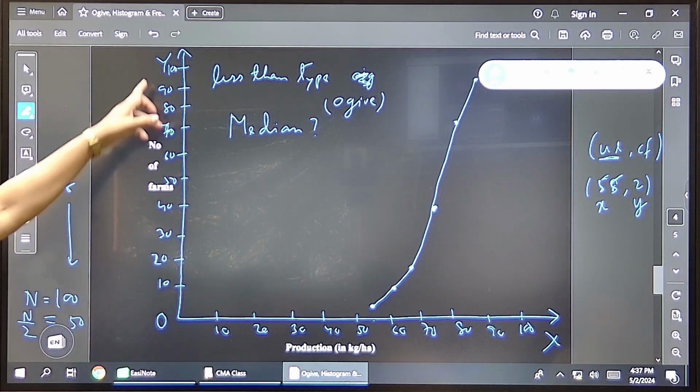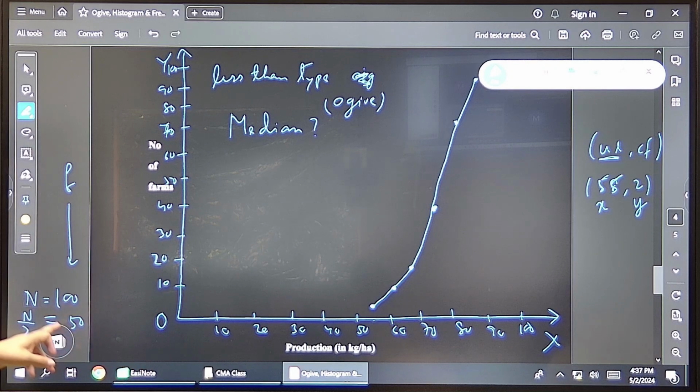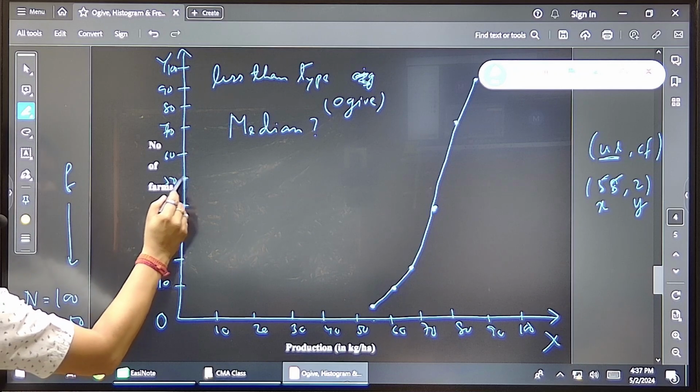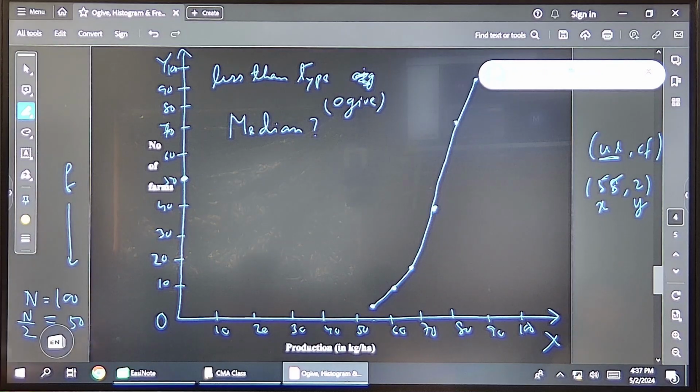So in the number of farms column, find the number 50, because it is n by 2. So this is your 50. Okay, the remaining things you try to understand. Your questions will be like this only. They are only in the graphic. It's very easy if you understand. I repeat, the total of f was 100, n by 2 is 100 by 2, 50.